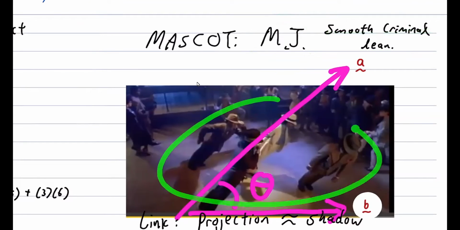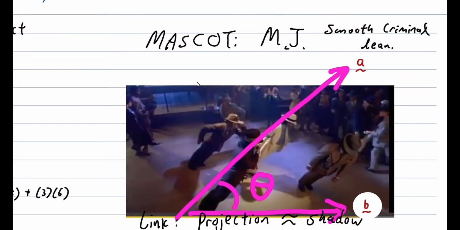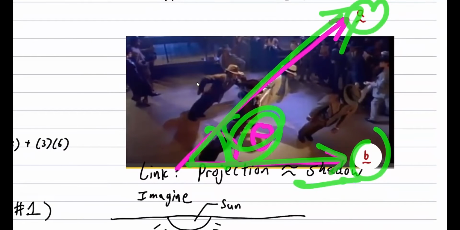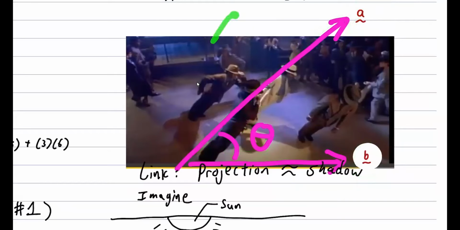Have you seen it before? Yeah. Okay, so you see, there's an angle he makes against the ground. Can you see this pink color? There's an angle theta in between. I call this vector A, vector B. It's linked to the projection shadow. If you imagine there's the sun on top, then they'll be casting a shadow below, right?